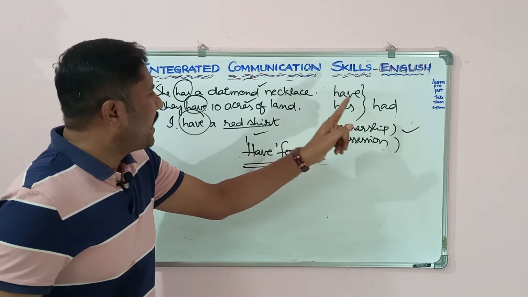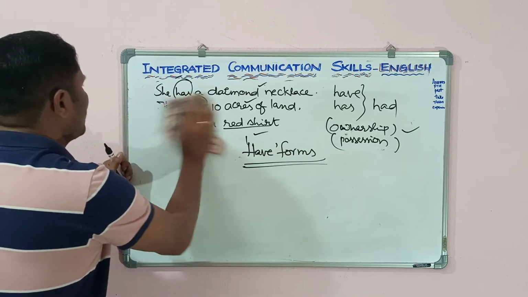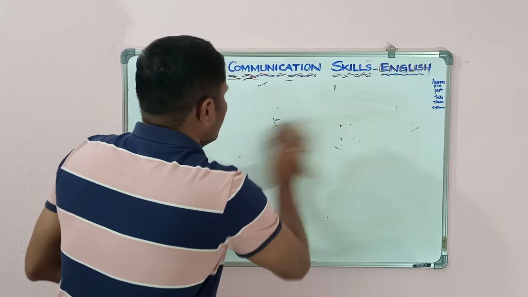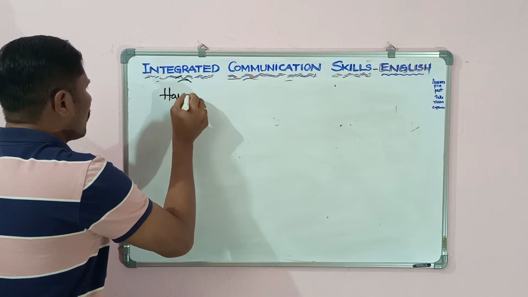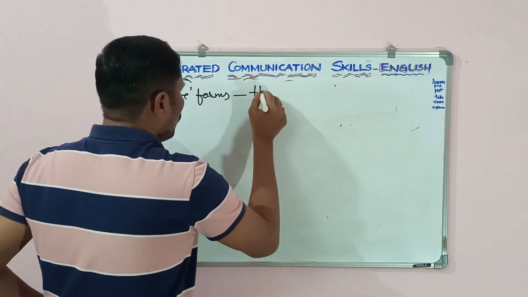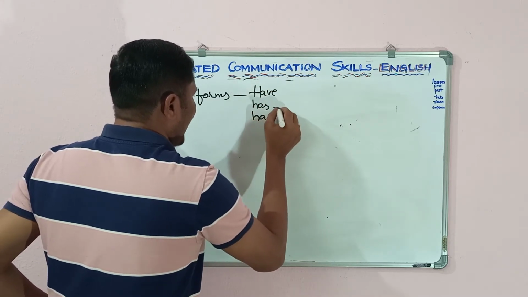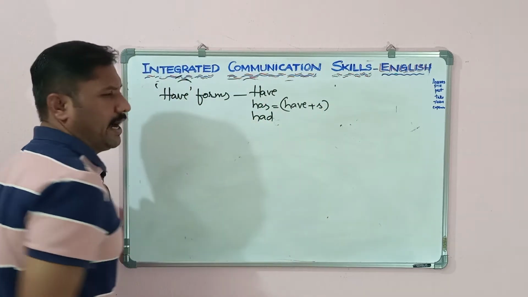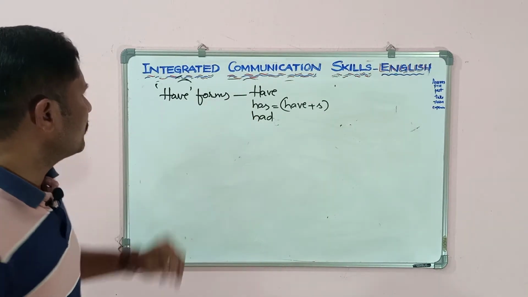Have, has and had are have forms. These are very important in our English language. Now, have forms are have, has, had. Has is nothing but have plus s.